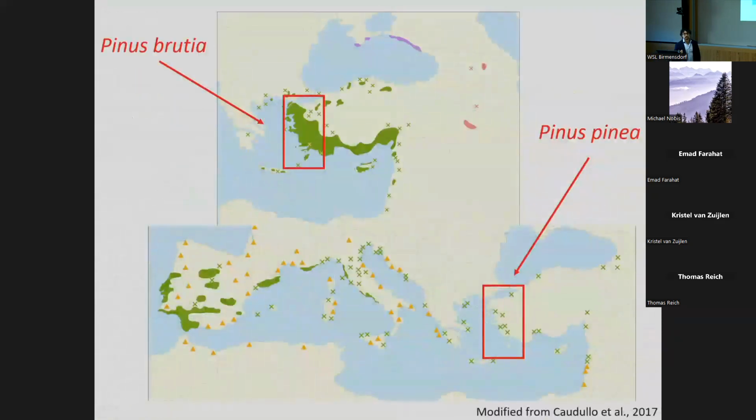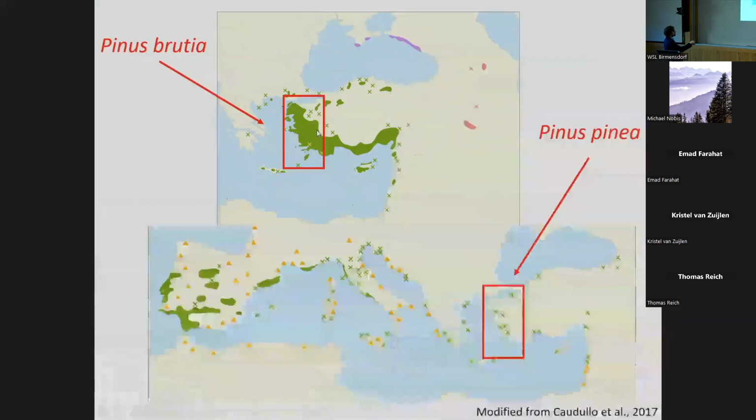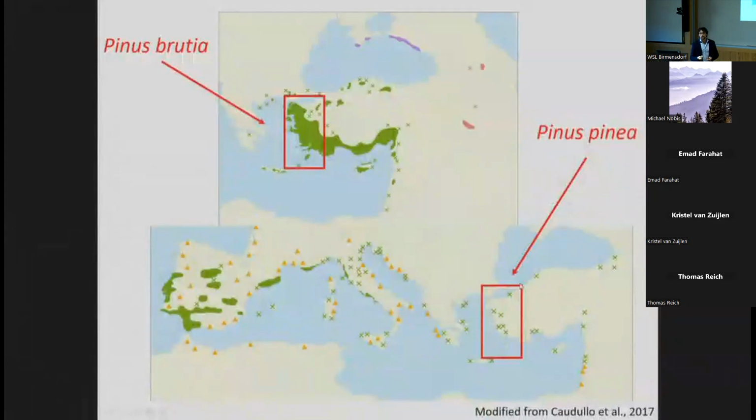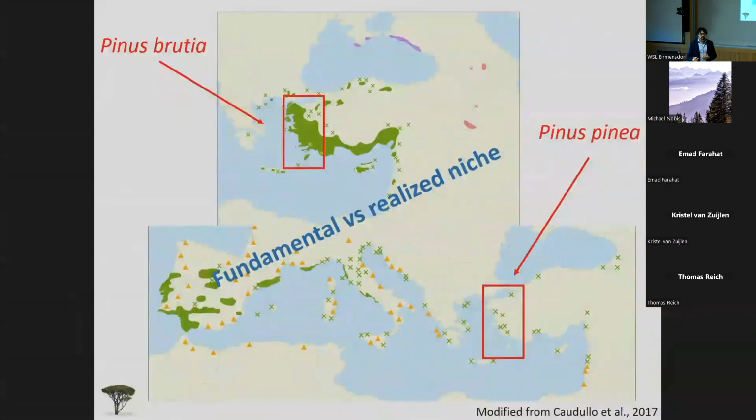When you look at the distribution of these two species, which have relatively similar ecology, you realize that there is a very big difference in the distribution of these species in that area. You see here, Pinus brutia is basically everywhere in the Mediterranean Turkey, while Pinus pinea is rather scattered. So we were interested in understanding why these forests have a difference between the fundamental and realized niches.